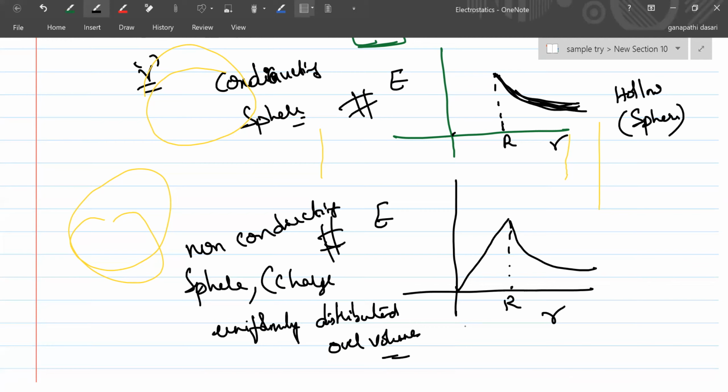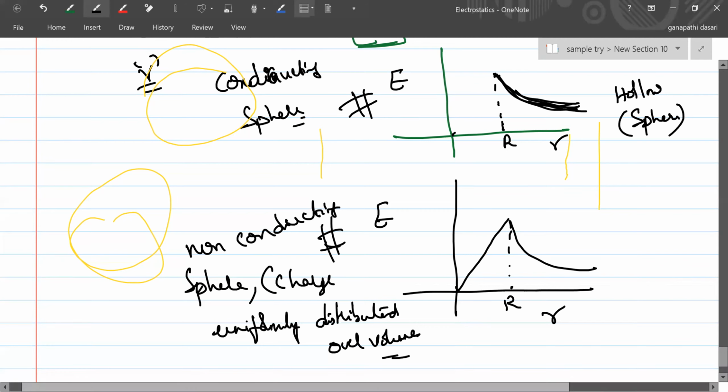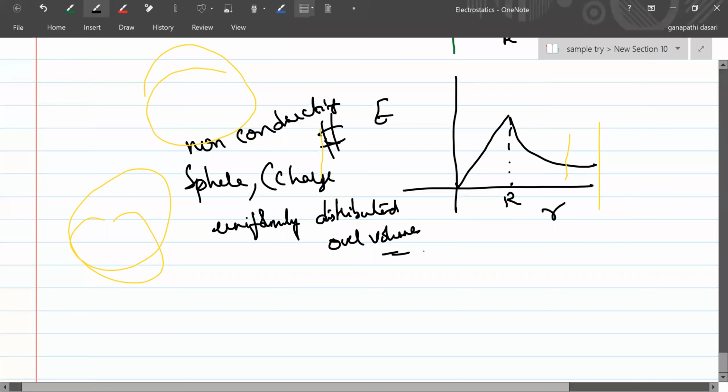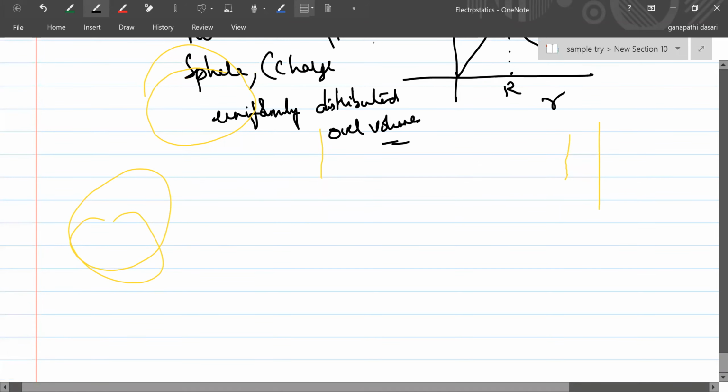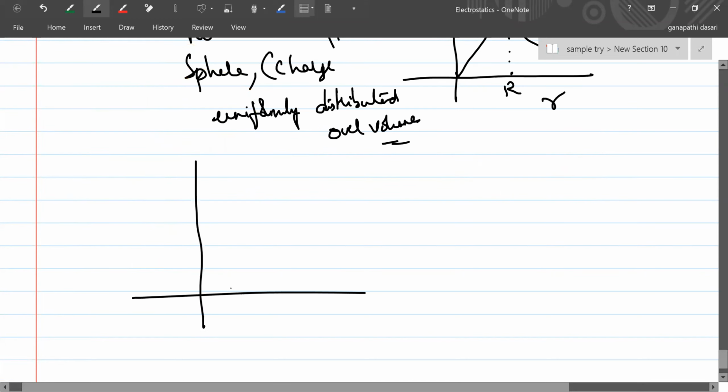Sir, I have a small doubt. In the first one, this is a graph. And sometimes, okay, this is a graph. Gravitation also, these two graphs will be there, right? Yes, sir. But in gravitation, what you need to understand is, they might give you like this also.